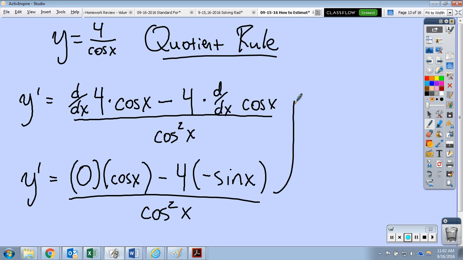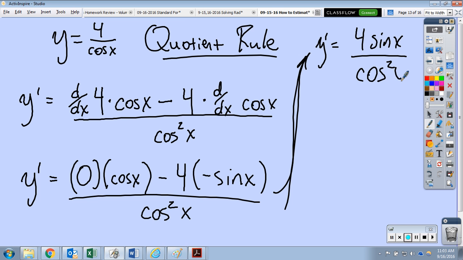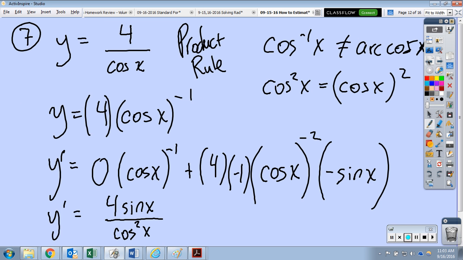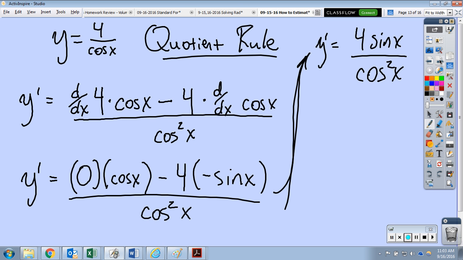And then if we continue, y prime would be equal to, that first term goes away to nothing, and we have positive 4 sine of x all over cosine squared x. So we've got the same thing regardless of which way we did it. You do want to be comfortable with the quotient rule, especially when the quotients are more complicated than just a constant over a trig function, because the product rule will be a lot more work, and then you have to rearrange it. So you should be comfortable with both.